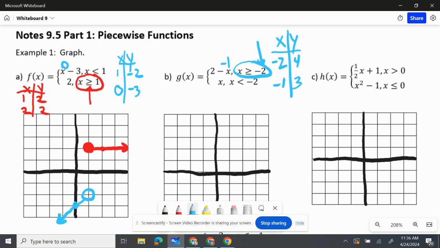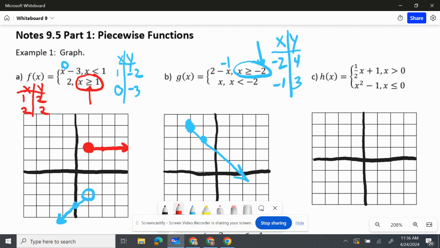So at negative 2, 4, what I have is a closed circle. And the reason that it's closed is because there's a line underneath. And then I have negative 1 and 3. And I'm going to draw the line.